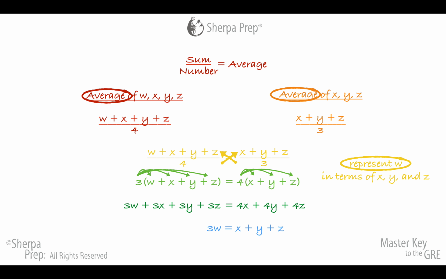Well, the only thing we have to do here to get w alone is to divide both sides of this equation by 3. And as we can see, w is the equivalent of x plus y plus z over 3. And there you go. That's the reason here that the second answer is the correct answer.